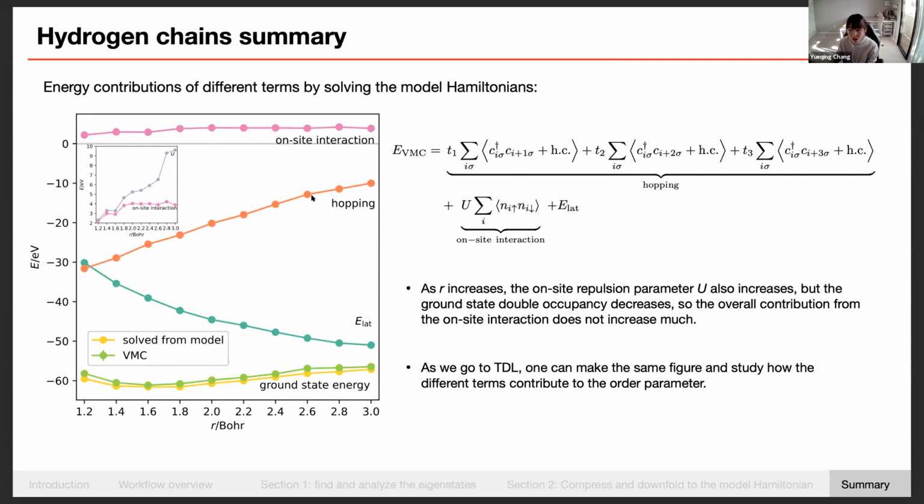You can see that as R increases, this on-site interaction appears to not increase much. This is because although the on-site repulsion parameter U increases, the ground state double occupancy actually decreases as R increases. So the overall contribution from the on-site interaction does not increase as much as we expect. The next step is to move on to larger systems and extrapolate to the thermodynamic limit. There, we are going to make the same figure and study how the different terms in this Hamiltonian contribute to the order parameter of a metal-insulator transition. Or we may find that we need to add even higher order terms into this Hamiltonian in order to capture that metal-insulator transition.